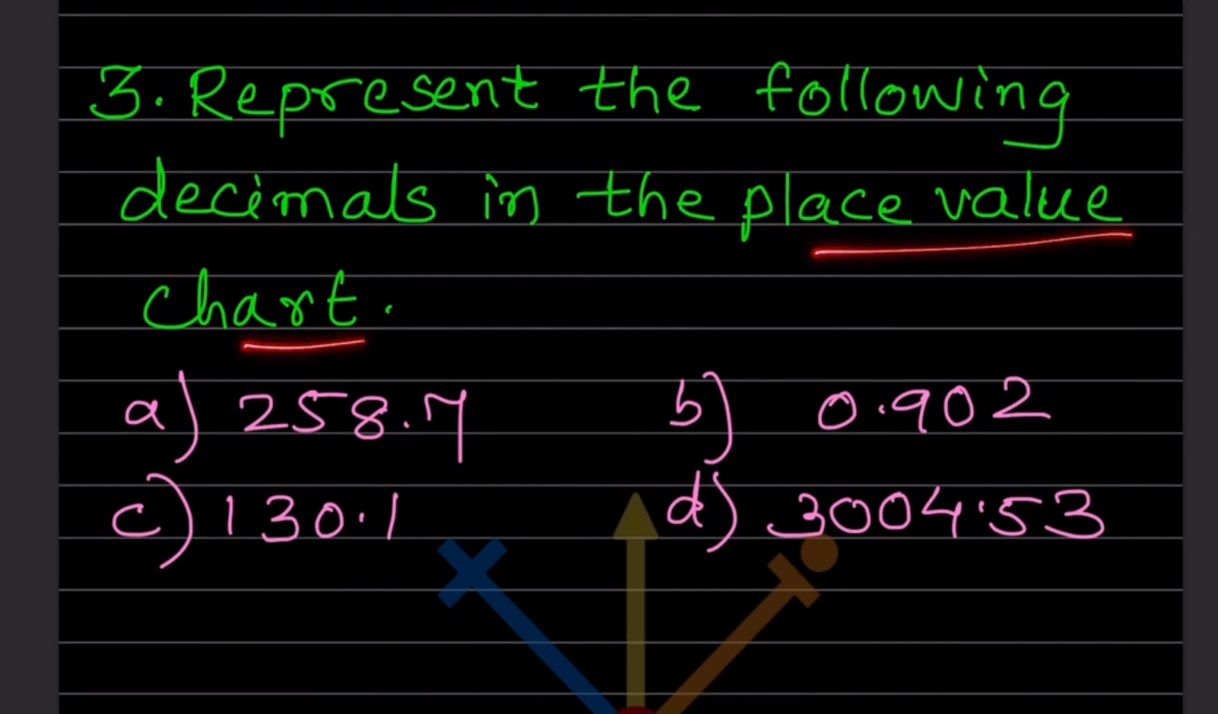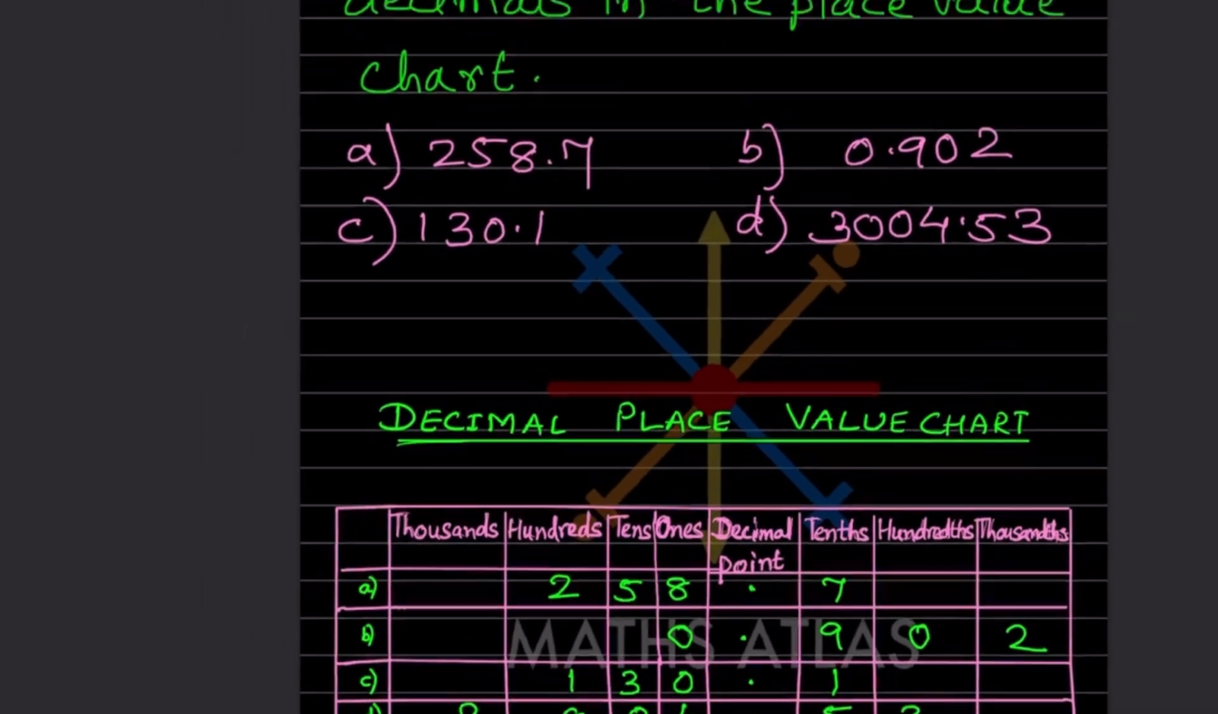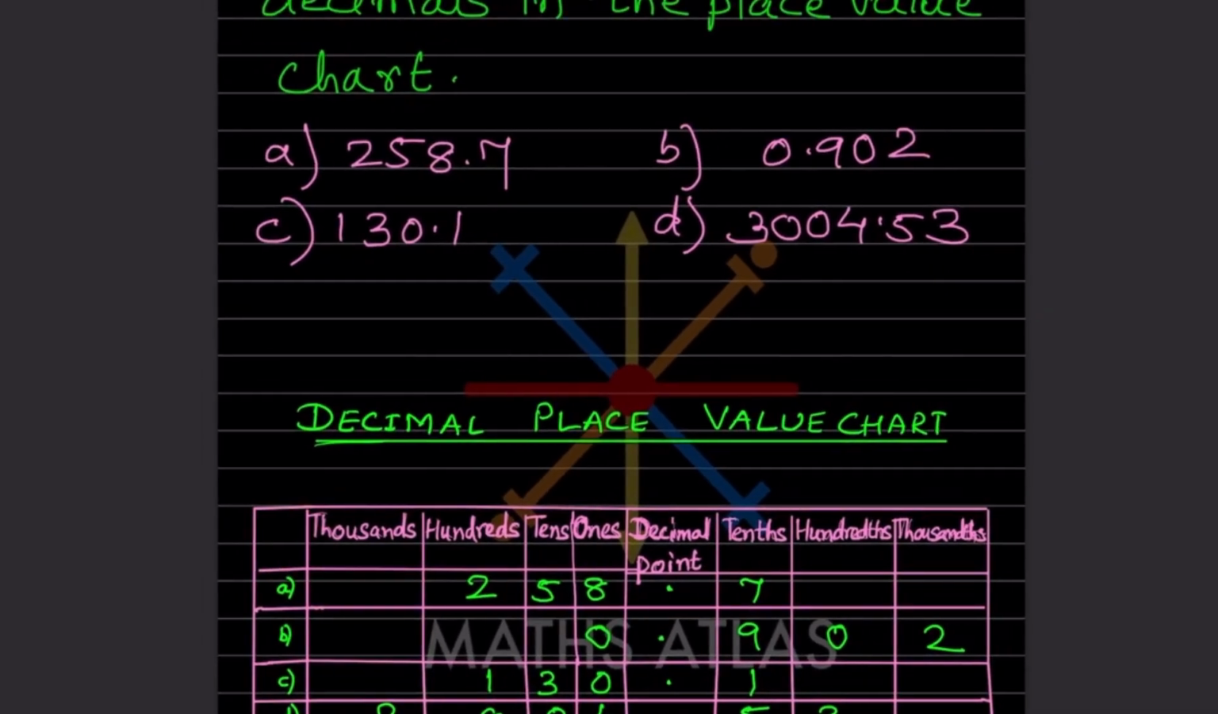That's it. So now we have to do the next one: represent the following decimals in the place value chart. Now look here, these questions are given. This is the place value chart. I already put the place values over here. Now see here, this is 258.7. I have put the decimal point over here. The left-hand side of the decimal means ones, tens, hundreds, thousands, and the right-hand side means tenths, hundredths, and thousandths.